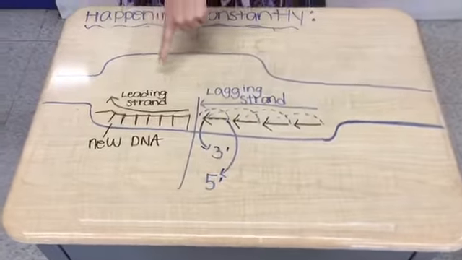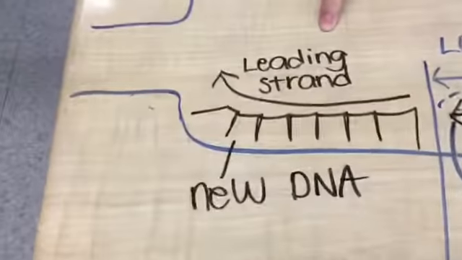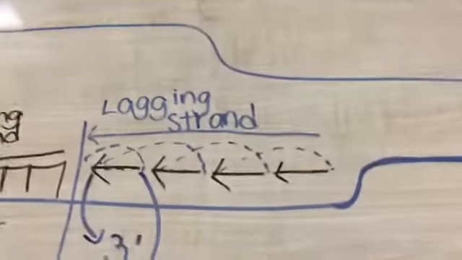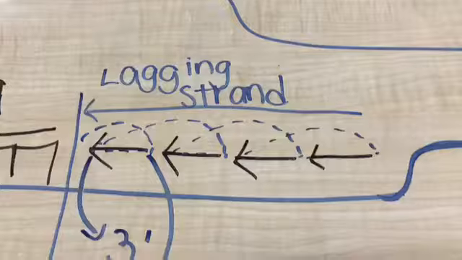The leading strand consists of the new already connected DNA, while the lagging strand is attaching more DNA, but only attaching when moving forward.